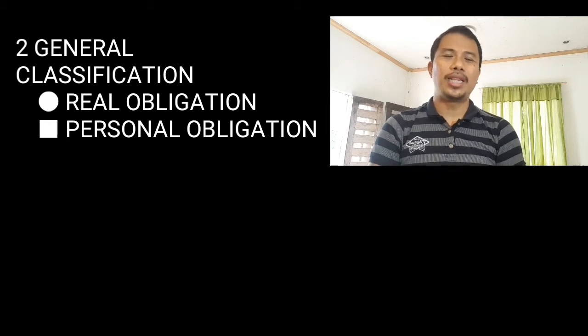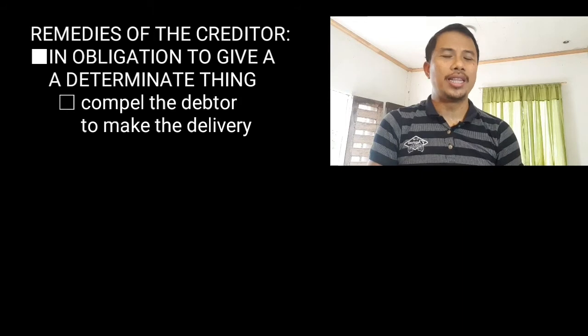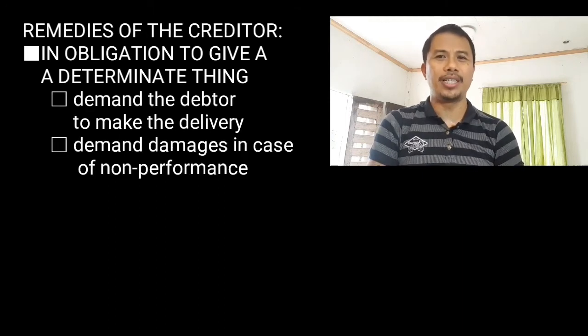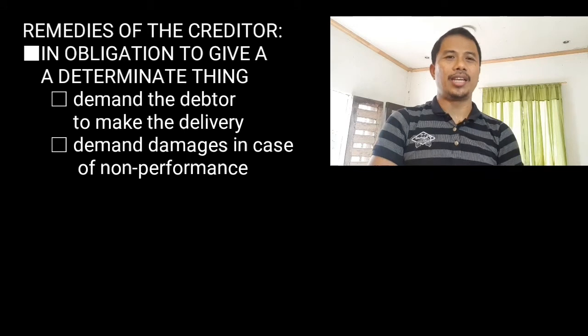So what are the remedies on the part of the creditor if it is an obligation to give? The following are the remedies of the creditor. Number one, in an obligation to give, the creditor may compel the debtor to make the delivery, okay, and demand damages in case of non-performance if the obligation is a determinate thing.